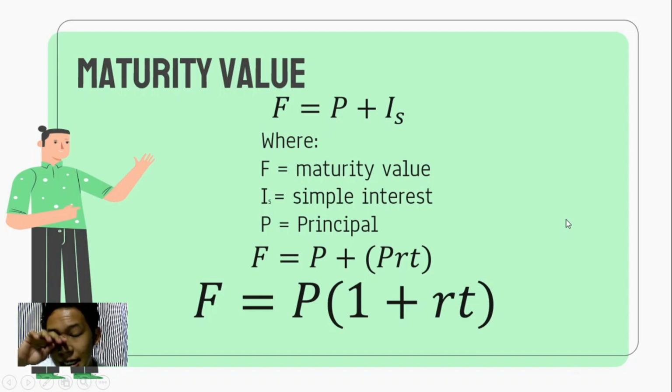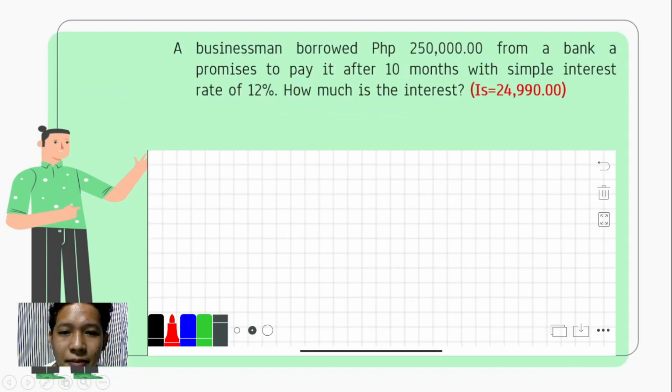Okay po? So, let us have an example. Suppose we have the problem. So, this is a problem given to you a while ago. That is, a businessman borrowed 250,000 from a bank and promises to pay it after 10 months with simple interest rate of 12%. Then, how much is the interest? So, kanina na-solve natin that the simple interest is equal to 24,990 pesos. So, paano po natin kukunin yung maturity value?